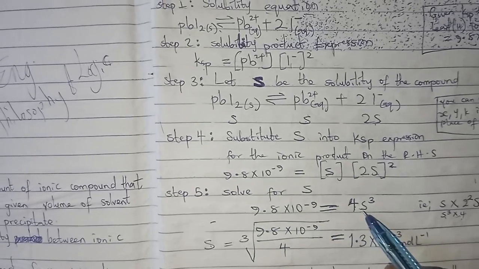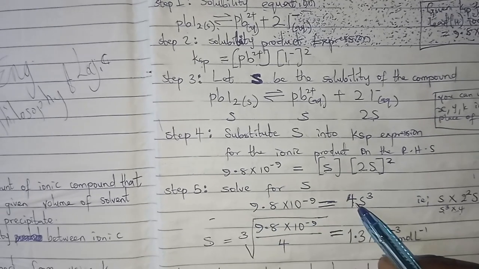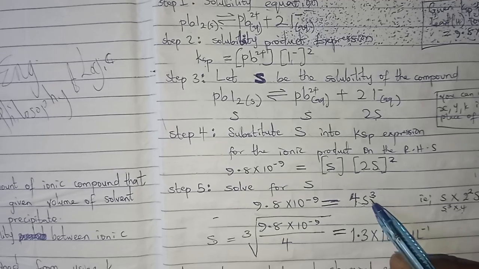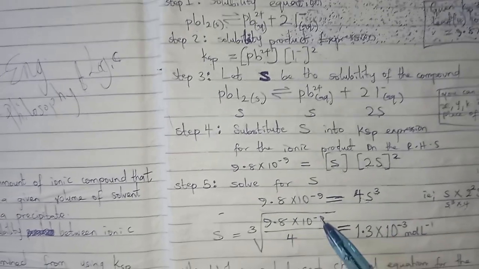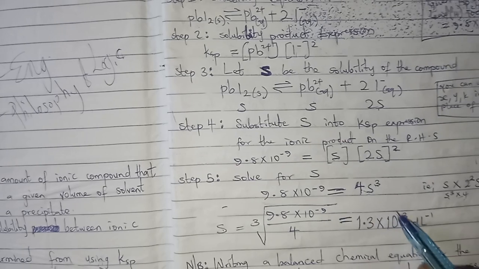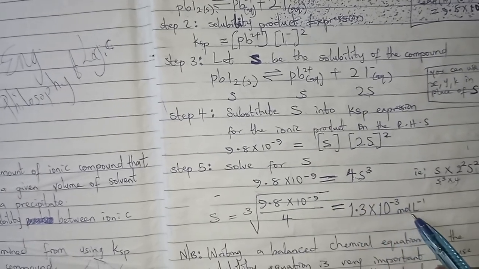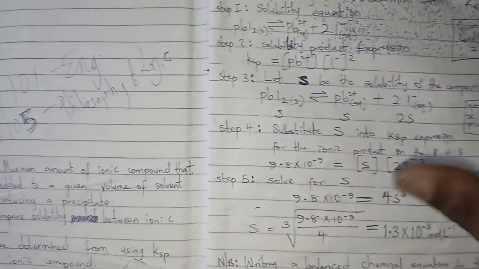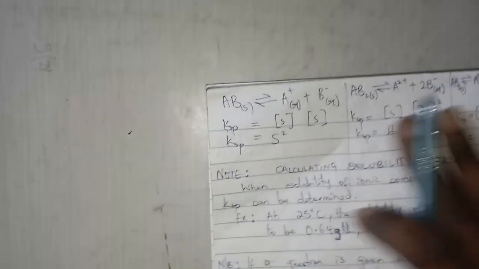So making S subject of the formula, you have a cube root now. That is the same thing as saying let 4 divide both sides. This 4 will go. Then making S subject of the formula, you take the cube root of both sides. So S becomes the cube root of everything here. When you do it, you get this as your answer.